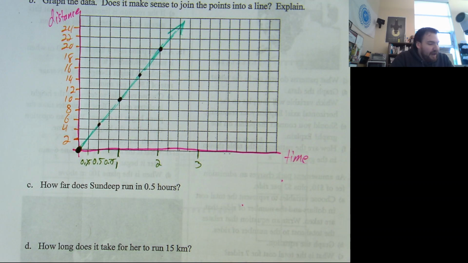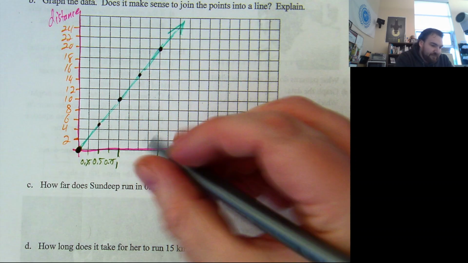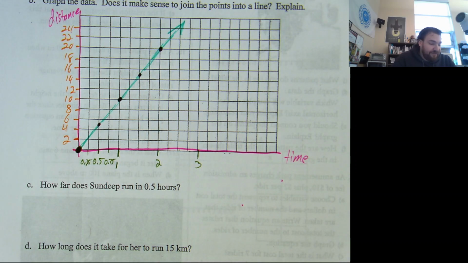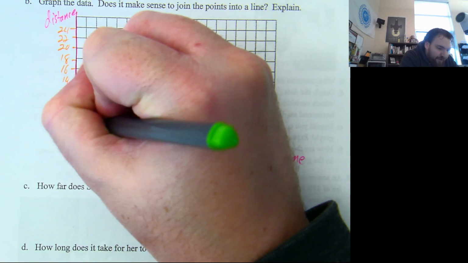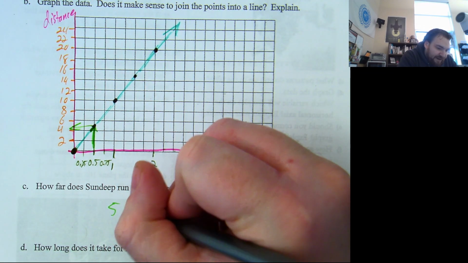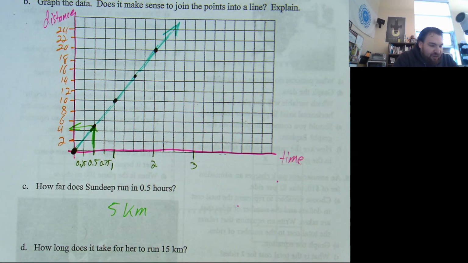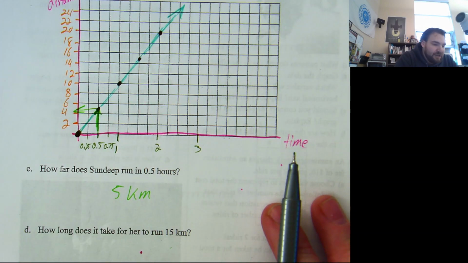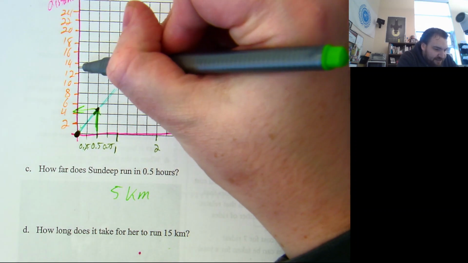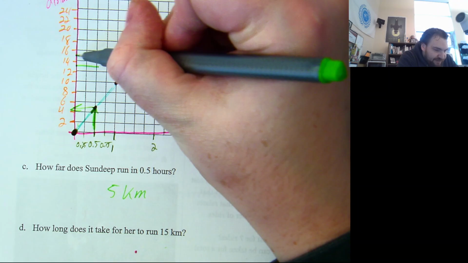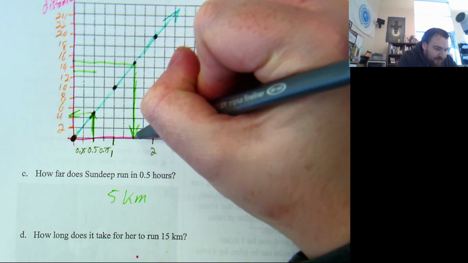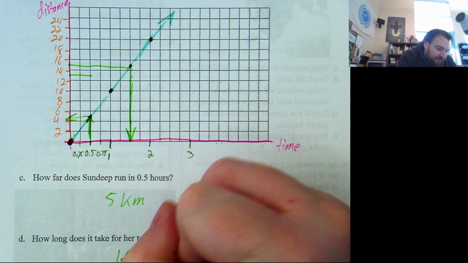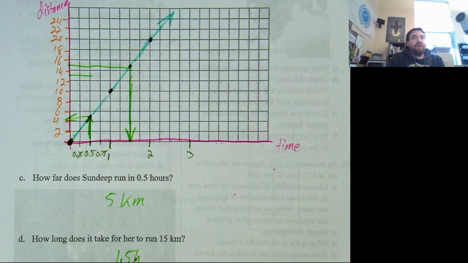How far does Sandeep run in half an hour? Yes, 5. To read that off the graph, you go from half an hour up to the point and over. 5K. How long does it take her to run 15? You go up to 15 on the y-axis. You go over to the line and you go down. 1.5 hours.